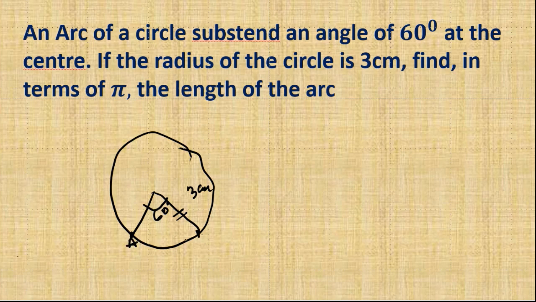Let's tag this as AB. The length of this arc AB. Don't mind my B, please. Now, there are two ways I would like to explain this. The first is using the formula.